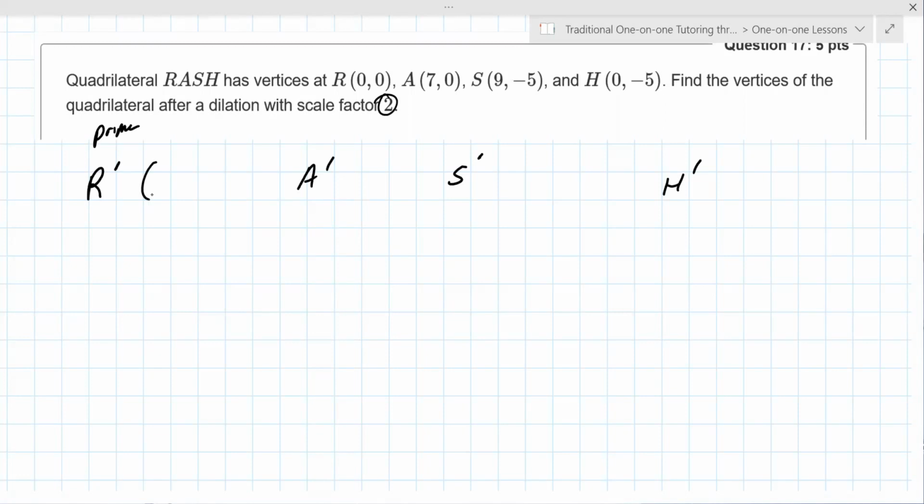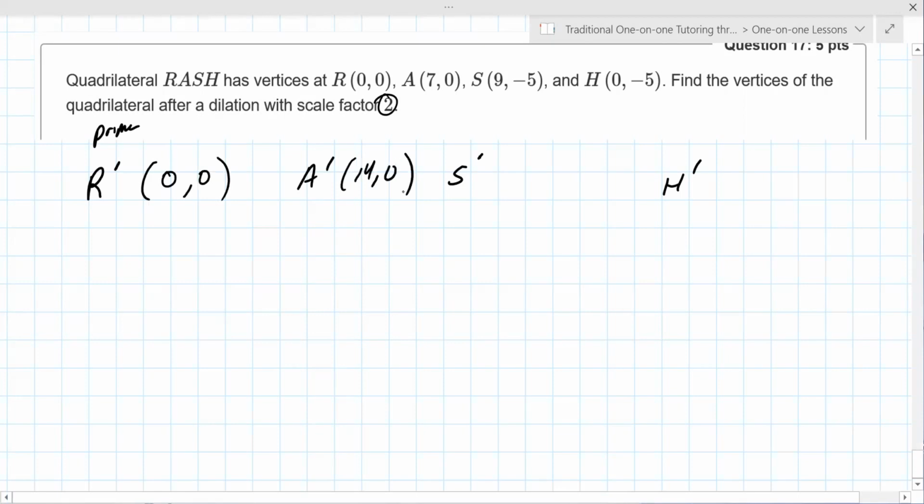Okay. What do you got? 0, comma 0. Okay. 14, comma 0. Okay. 18, comma -10. Okay. 0, comma -10. All right. Great.